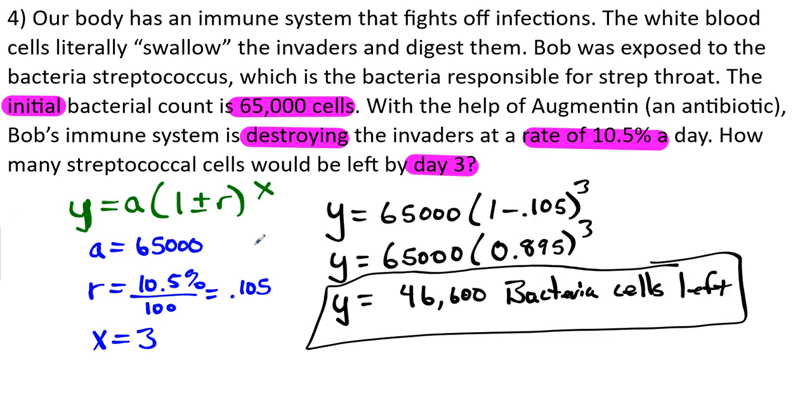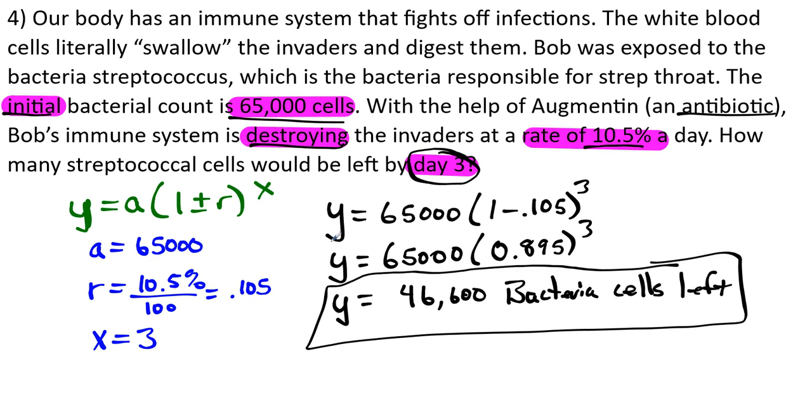So, this one involved our immune system. Bob was exposed to a bacteria that was causing him to have strep throat. They told us that the initial bacteria count was 65,000. We are trying to destroy those bacteria at a rate of 10.5% per day using an antibiotic. And we want to know how much he has left after 3 days.